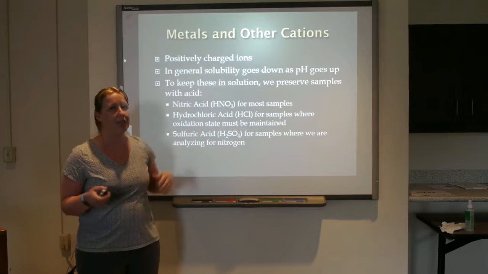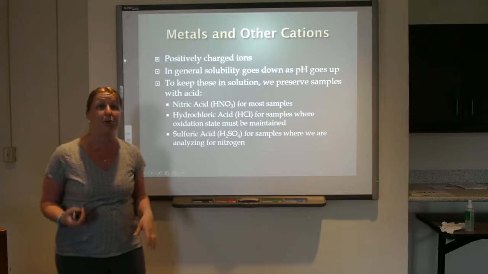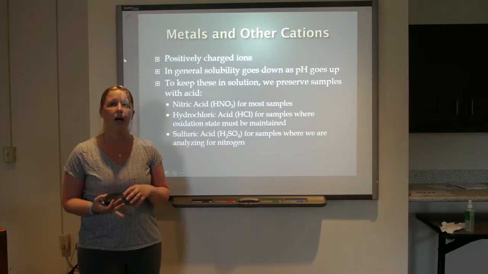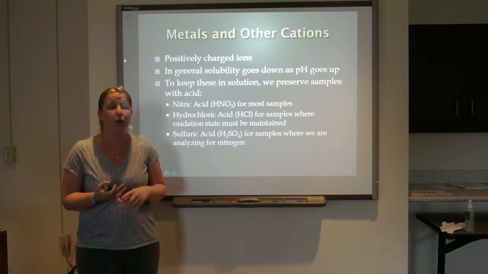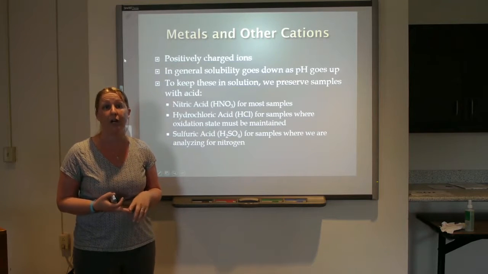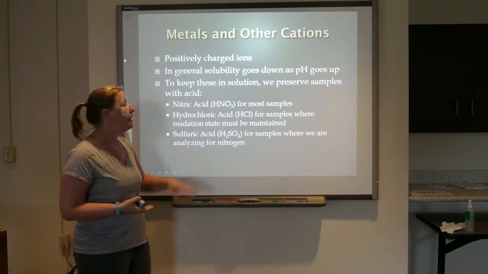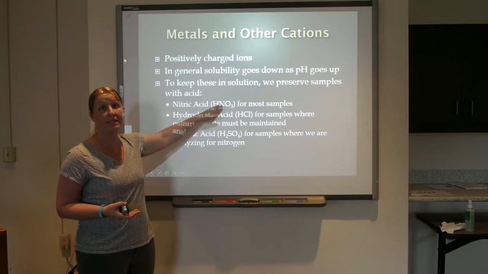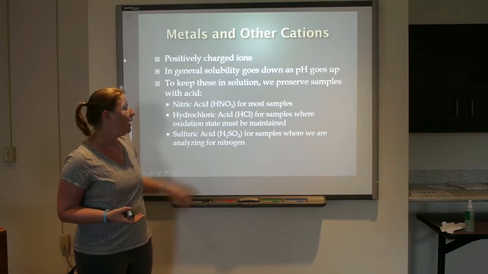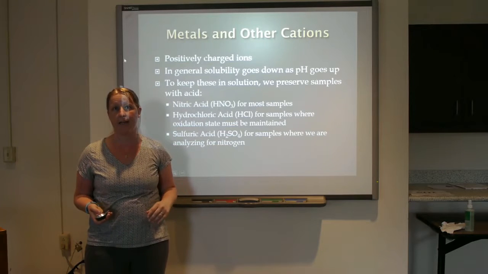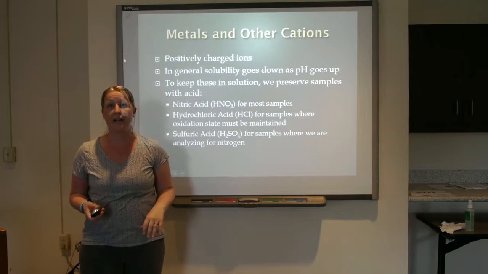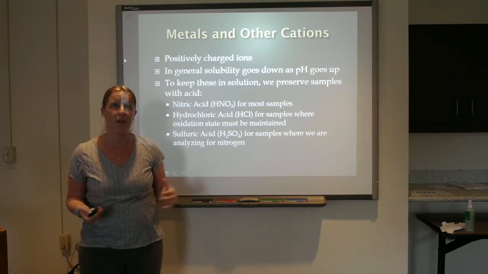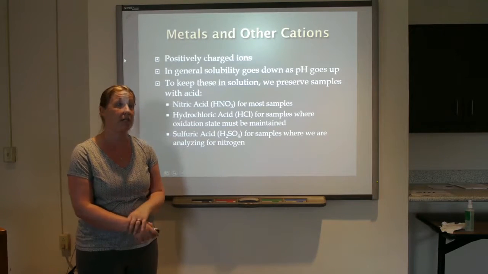If we're analyzing for nitrogen in a sample and we need to preserve it, we'll talk about this in a little while, but if we're looking for total nitrogen or ammonia or nitrate or nitrite, then we don't want to add nitric acid because that will add nitrogen to the solution. And so we would use sulfuric acid instead. So for our metals and our other cations, acid preservation is going to be our best strategy for keeping those in solution.